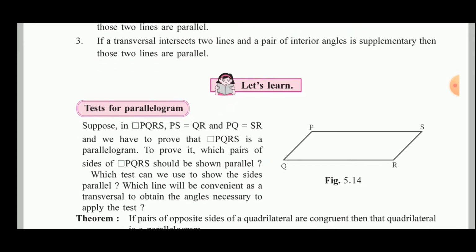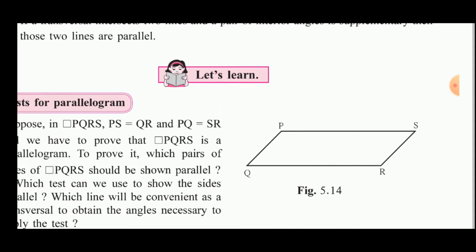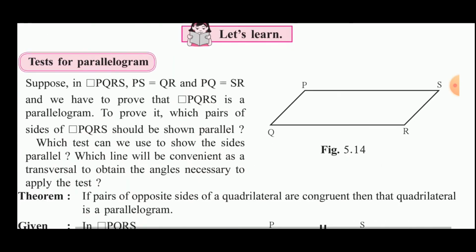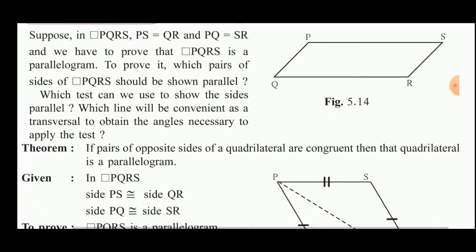Now, for proving that a quadrilateral is a parallelogram, there are three tests or three theorems, using which you can show that the given quadrilateral is a parallelogram. Here in the figure, PQRS is a parallelogram. In a parallelogram, the opposite sides are parallel as well as congruent, the opposite angles are congruent, and the diagonals of the parallelogram bisect each other. These are the properties that we know.